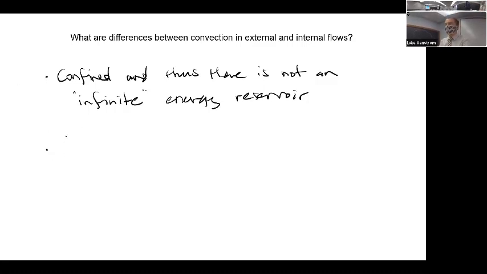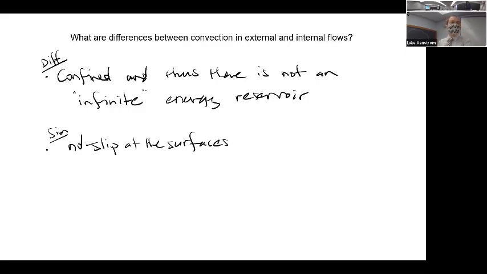And then something related to, I would say that maybe a similarity is, so this is a difference. We can think in terms of similarities and differences. It's similar in that we still have no slip at the surfaces. So we're still going to have the effect of viscosity. But the question, so that's something to keep in mind.